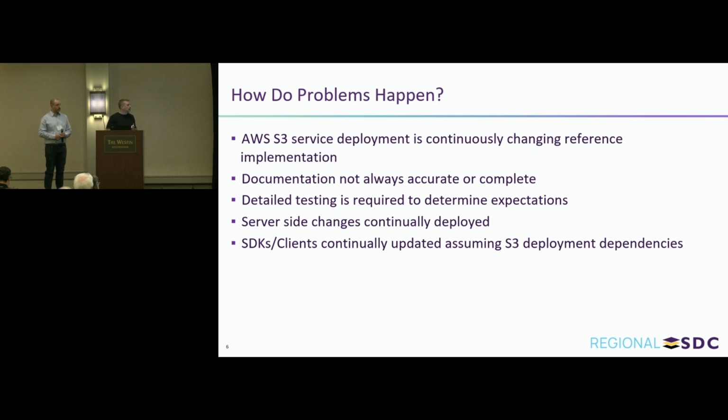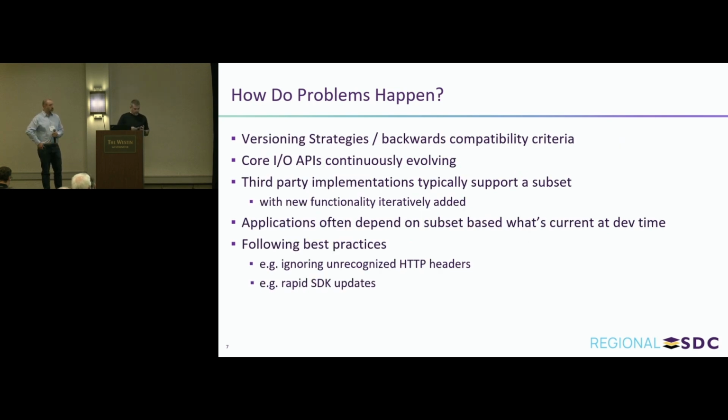And it may change. Server-side changes are continually being deployed, and the SDKs and clients are continually being updated to assume those dependencies. And S3 compatible implementations may not support the change as it's happening. With the current versioning strategies and backwards compatibility criteria, detecting changes in a timely manner isn't always easy. Most of the changes are considered as being backwards compatible. So, no new major versions are introduced. What appears to be a safe backwards compatible change for the AWS deployment may not be for the S3 compatible implementations.